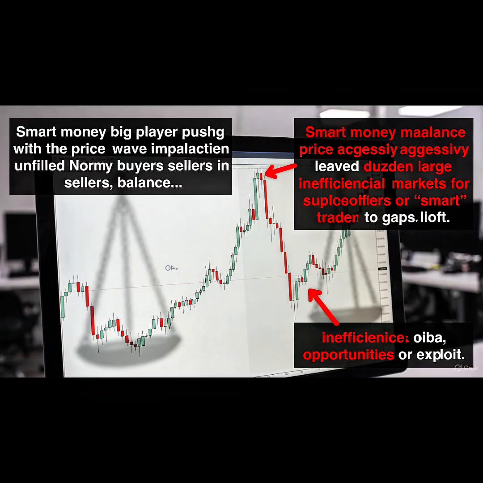That fast move leaves unfilled areas on the chart where little to no trading happened. These unfilled areas are inefficiencies in the price. The market doesn't like inefficiencies. It wants to be fair and efficient. So price often comes back later to fill or rebalance those areas. Imbalances are the footprint of smart money, big players pushing price aggressively.